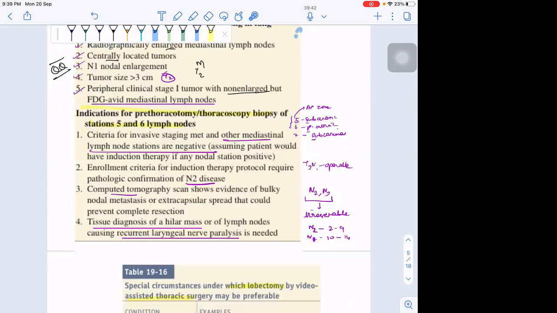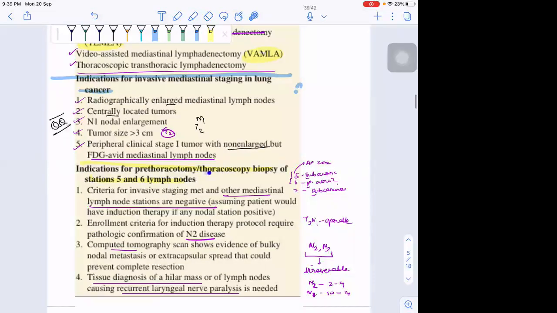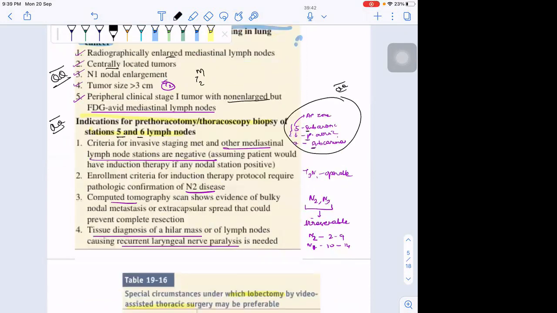Then pre-thoracotomy or thoracoscopic biopsy of station 5 and 6 lymph nodes is indicated. This is specifically given in Schwartz. So what are the 5 and 6 lymph nodes in lung cancer? Station 5 is subaortic and 6 is paraaortic, and 7 is subcarinal. This itself can be asked as an MCQ, so remember the nodal stations: 5 is subaortic, 6 is paraaortic, and 7 is subcarinal.